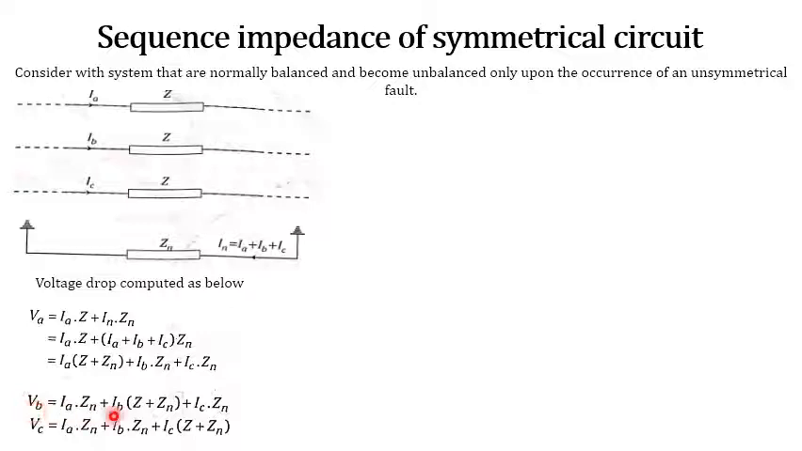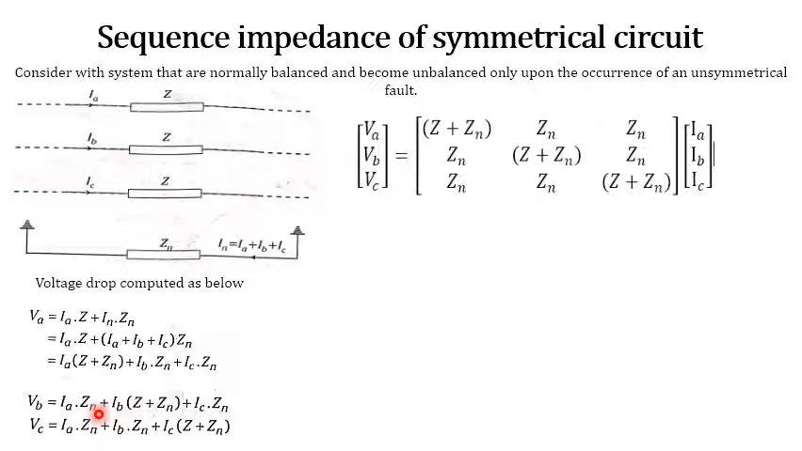Similarly, we can apply this for Vb and Vc. For Vb, Ib is multiplied by Z plus Zn, just as we did for Va. For Vc, Ic is multiplied by Z plus Zn, and the remaining part of the network is multiplied by Zn.